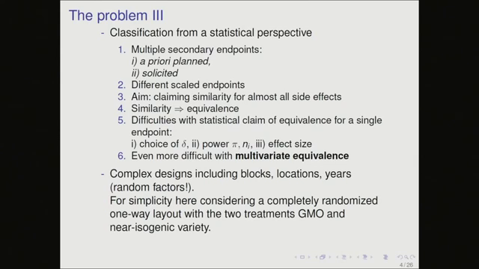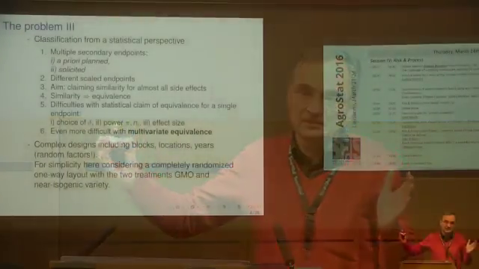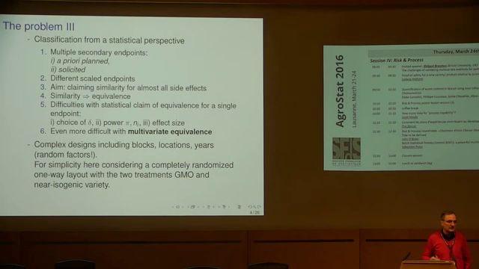Let me classify it. First, we have multiple secondary endpoints. It can be a lot, hundreds. Some are planned, some not. And this makes a problem as a random factor in statistical analysis. It makes it rather complicated, similar to clinical trials. The endpoints are differently scaled. We cannot assume that they are standardized, normally distributed, with homogeneous variances. They are not.